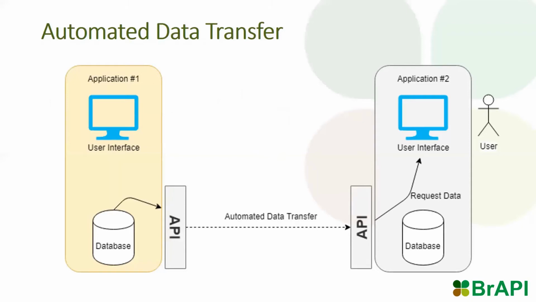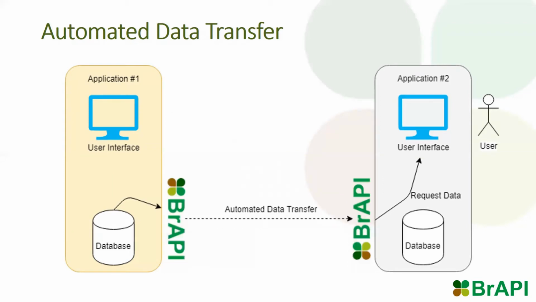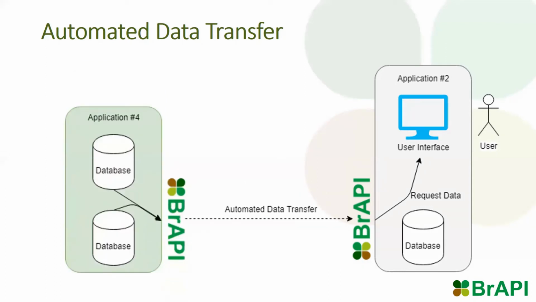We can automate the transfer of data between applications with an API. At the user's request, data can be quickly and safely transferred between applications. BrAPI is a standard API specification for plant breeding data. BrAPI provides a common language that all breeding applications can speak when transferring information. This means we can easily share data between many types of applications to solve many different use cases. Having a common language also means we can share existing tools and computational resources within the community.